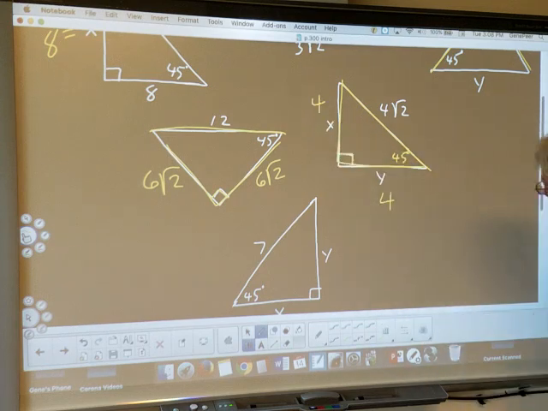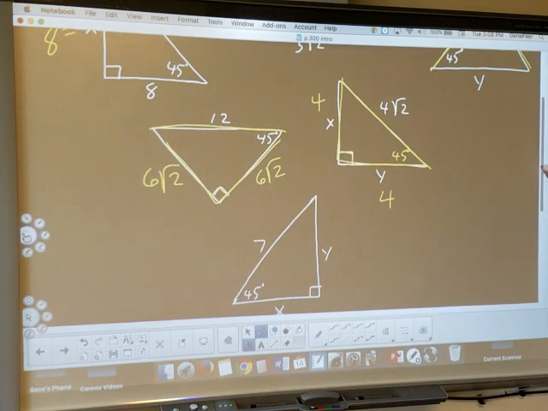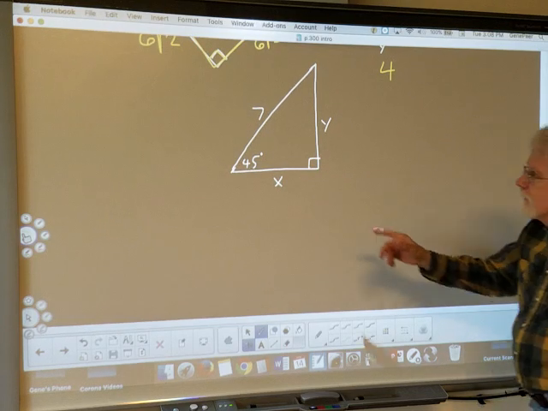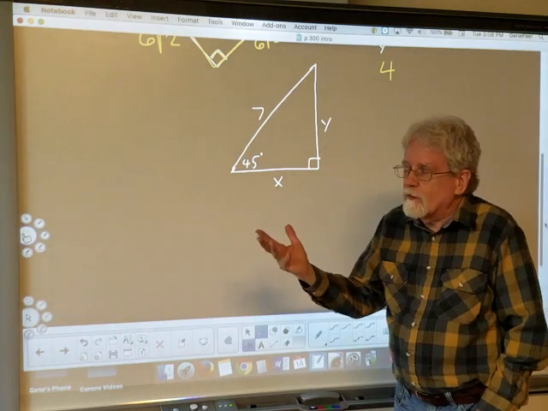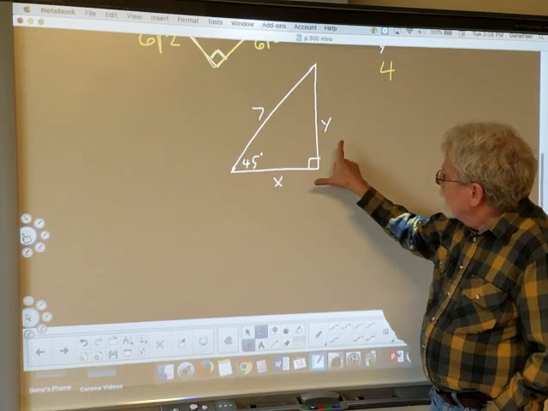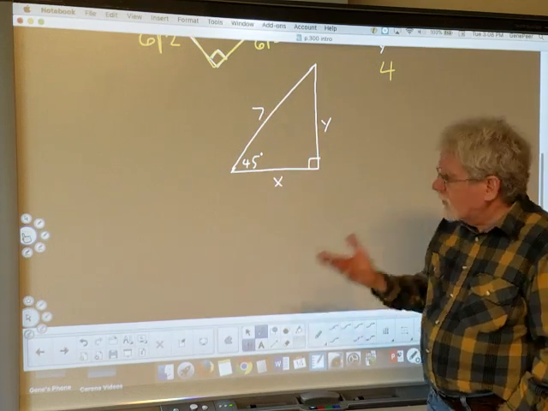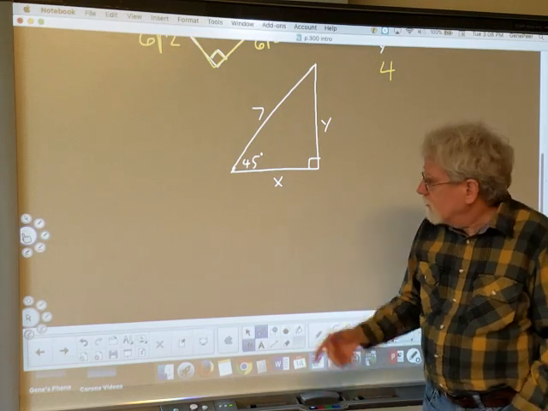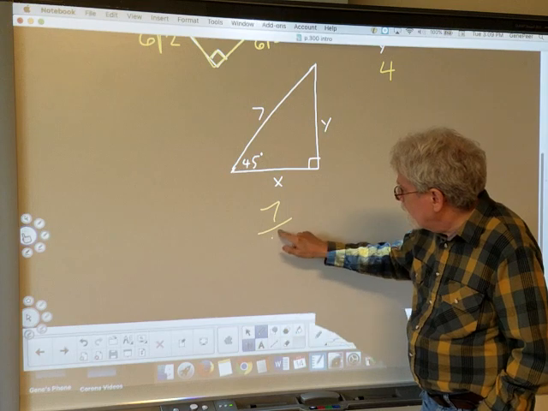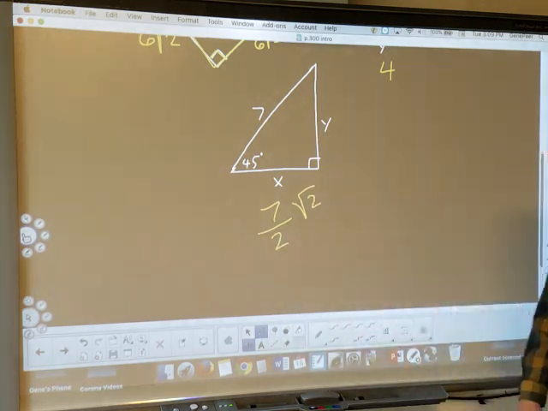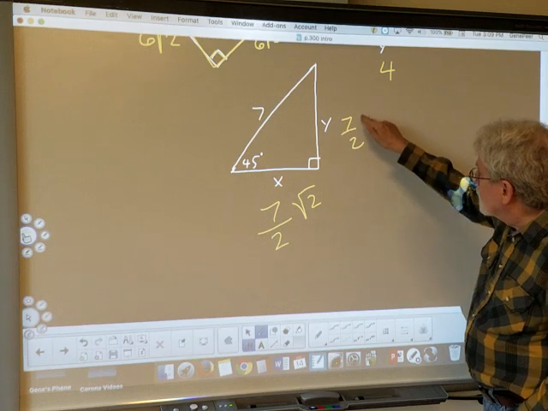Mr. Peer, this is too easy. Yes, good, I'm glad you feel that way. This one's a little bit uglier, a little bit, not worth mentioning really. From hypotenuse to legs, divide by 2 and stick a square root of 2 next to it. Done. Of course, same thing over here.